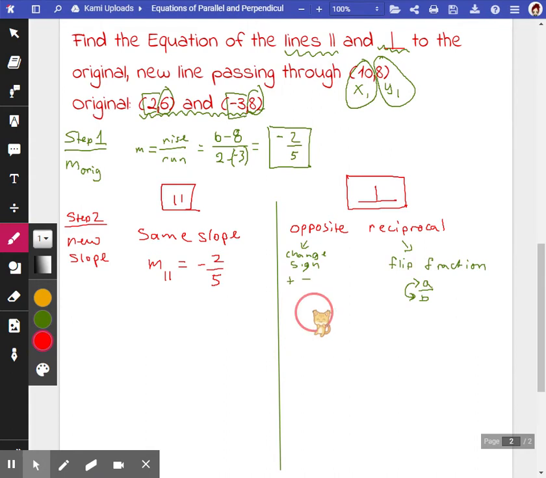So our perpendicular slope is going to be, this one's negative, so my new slope is going to be positive. And then I take my fraction and I flip it over. So 5 goes on top and 2 goes on the bottom.